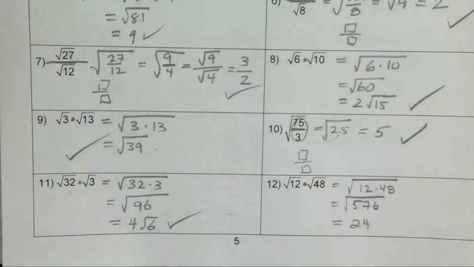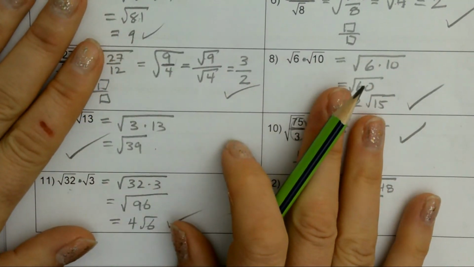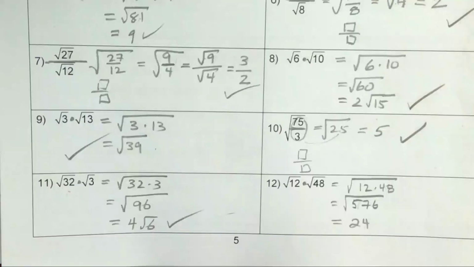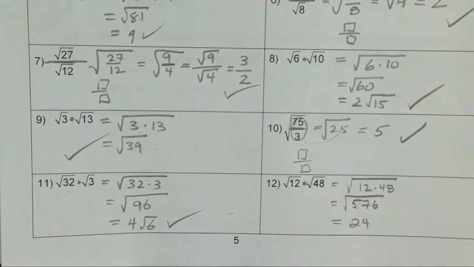Okay, so now you know that when you multiply or divide radicals, you can squish them together or you can pull them apart, but only with multiply and divide.